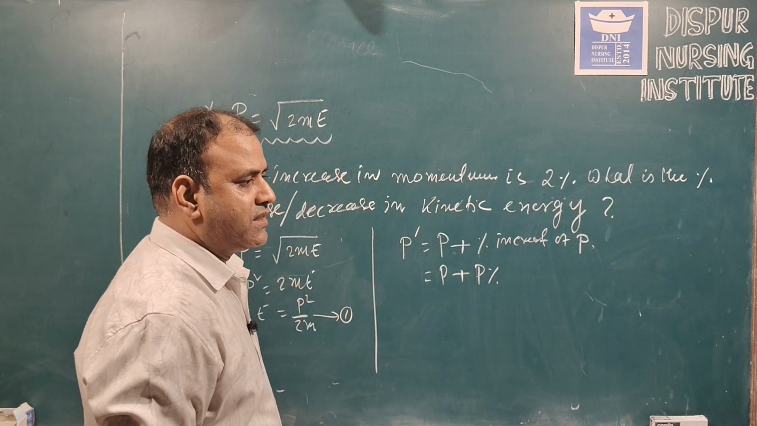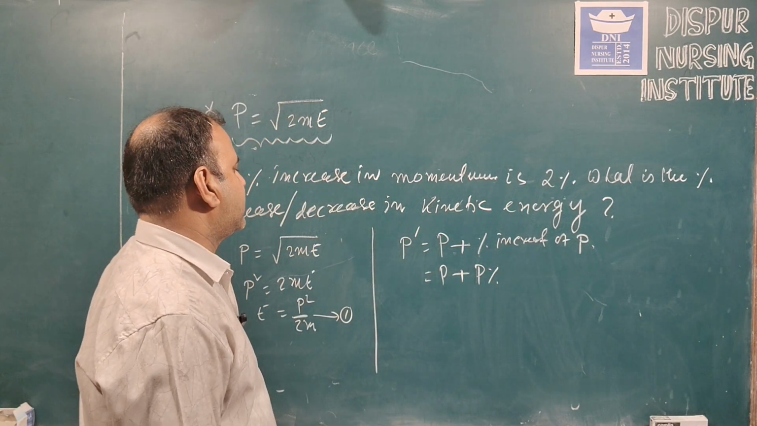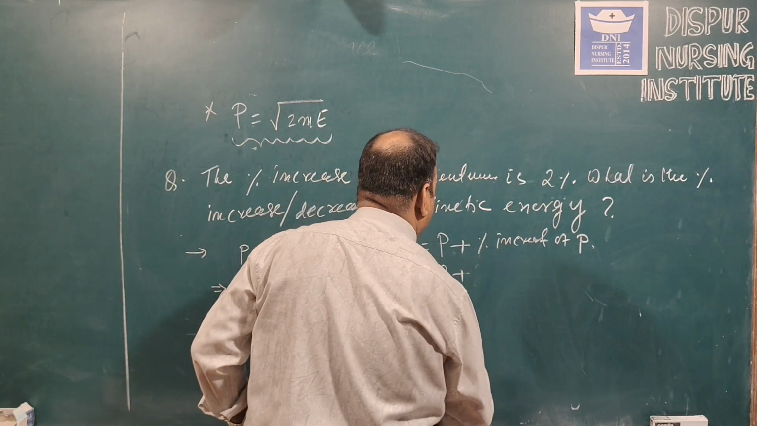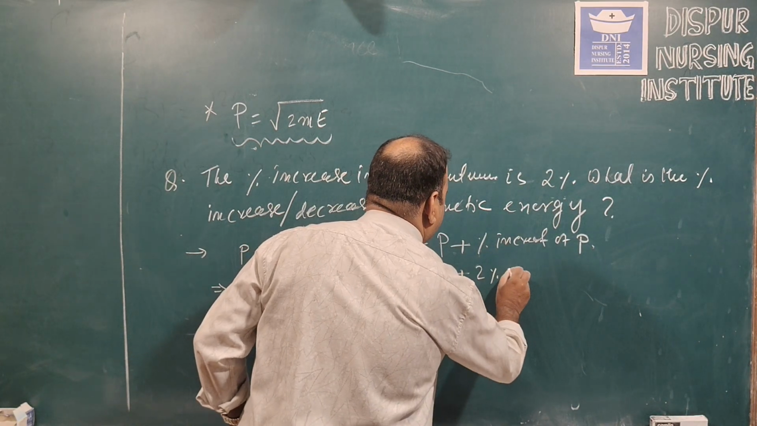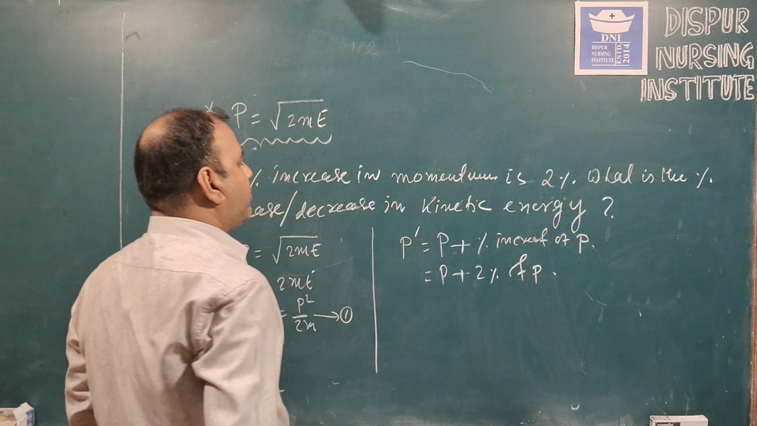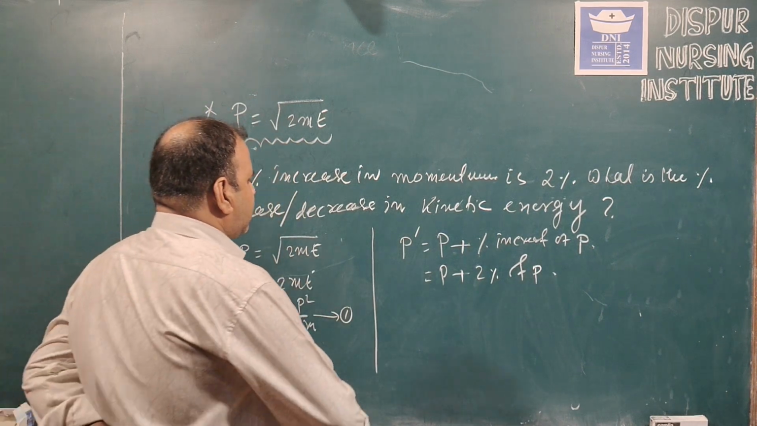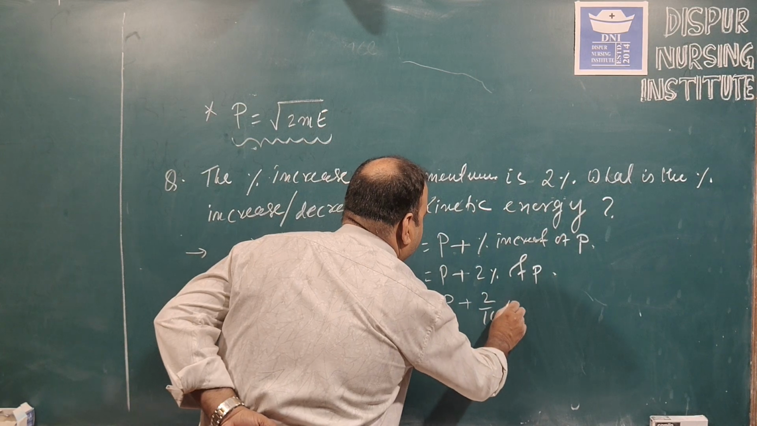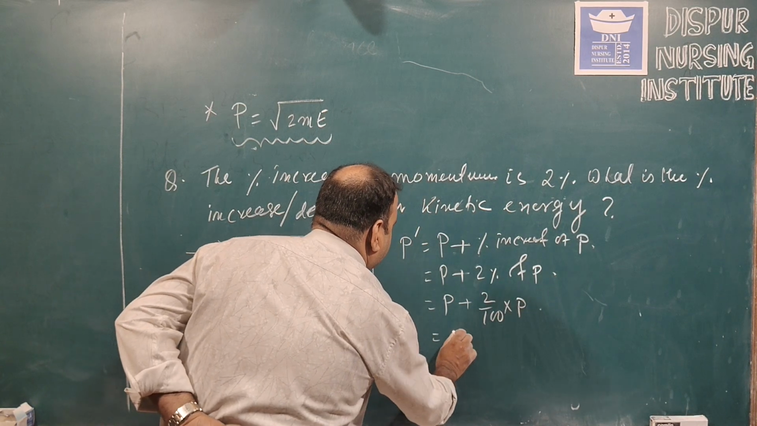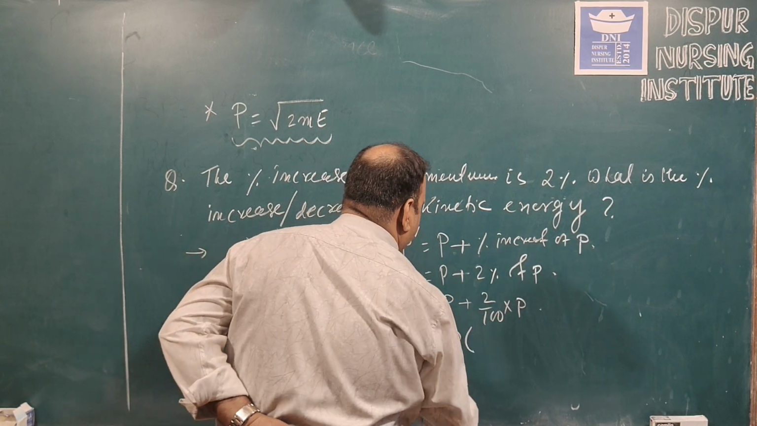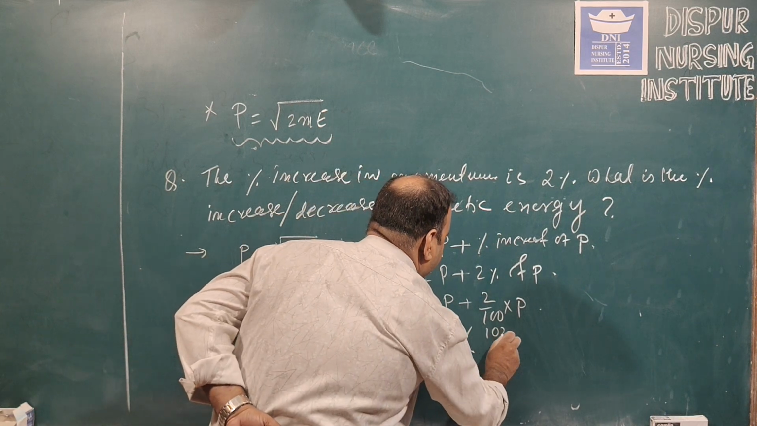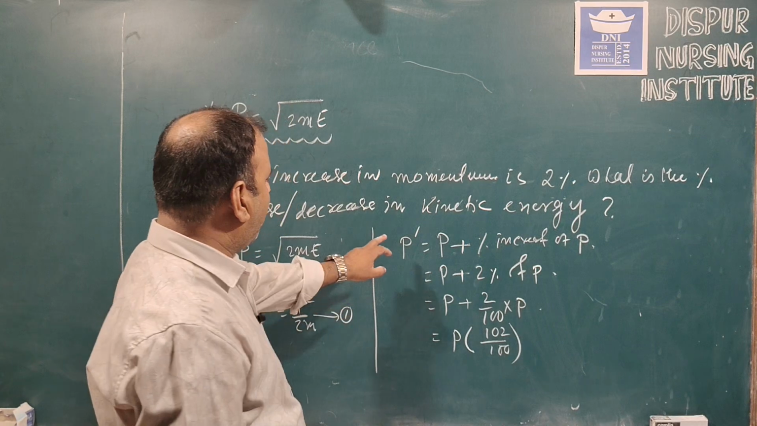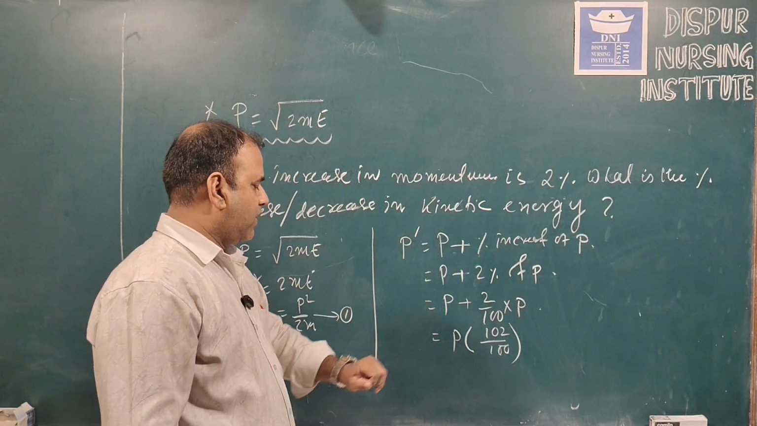So here 2%. What is the meaning of 2%? 2% of P. So in this case, you can see P plus 2 by 100 into P. So we can write P times 102 divided by 100. So the value of P dash is equal to this one.